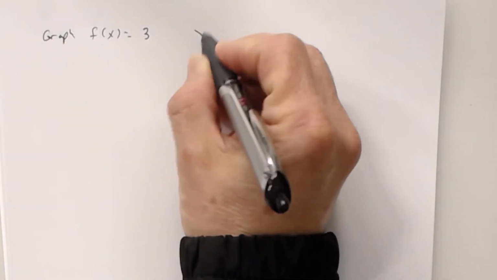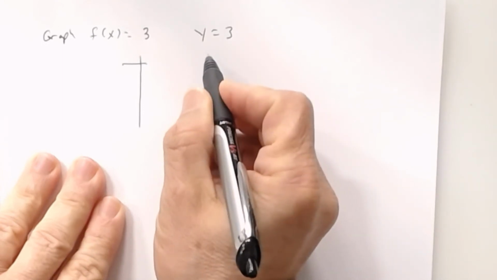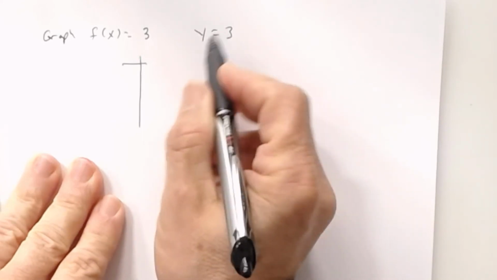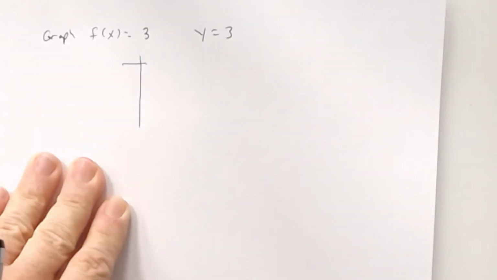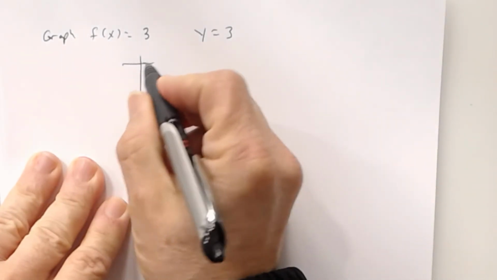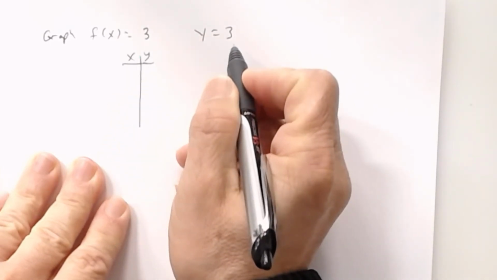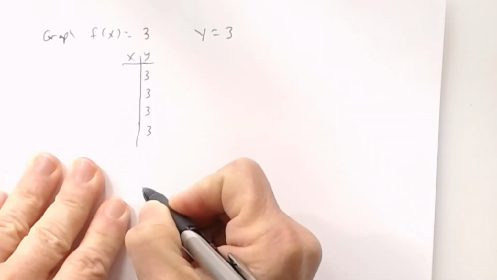But remember also that f of x can also stand for what letter? Y. So f of x equals 3 means the same thing as what equation? Y equals 3. And so if I use a t-table, notice there's no x there, right? You see an x? No, all you see is a y. So students get a little hung up when there's no x there. But we talked about that in a previous class. So if y is 3, that means that y always equals what? 3. So down this column, y is always going to be what? 3. No matter what x is.